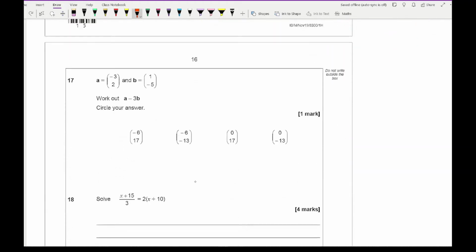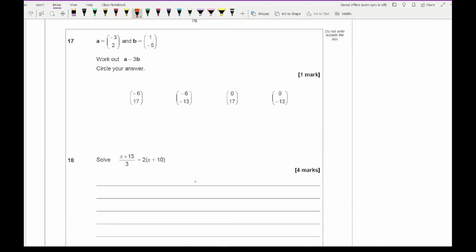Now the next one in terms of 17, now this involves vectors. So here it says work out the value of a minus 3b when a is (-3, 2) and b is (1, -5). So what we need to do here is substitute it in. So I've got (-3, 2) minus 3 lots of (1, -5).